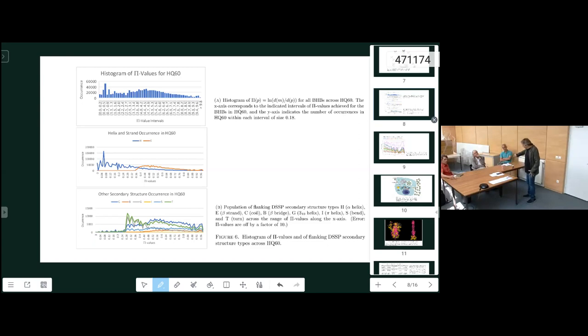There's something I must say. When you have a backbone hydrogen bond, there are two peptide groups, one on either side, and hence there are four residues that you could think of. And the flanking secondary structure type is an attribute of the residue. So I look at the secondary structure of the four flanking residues is what I'm plotting.